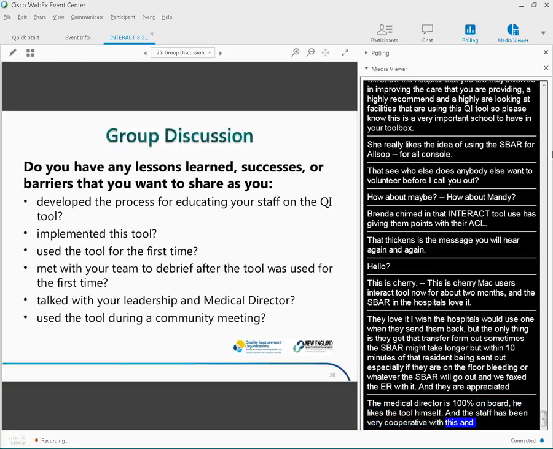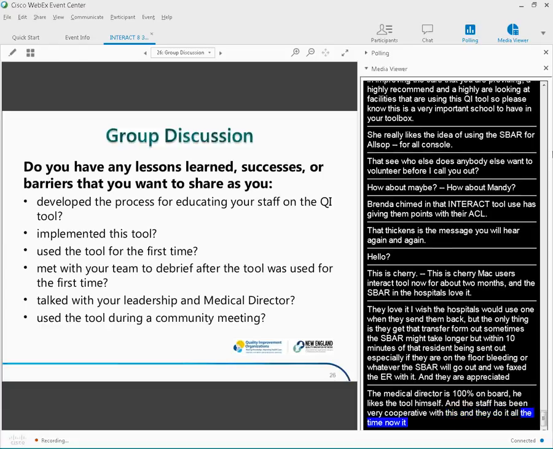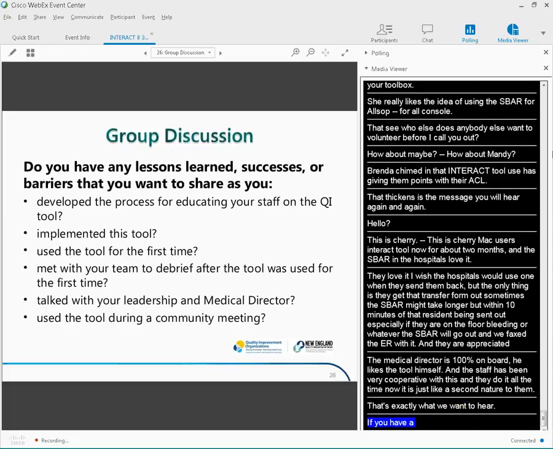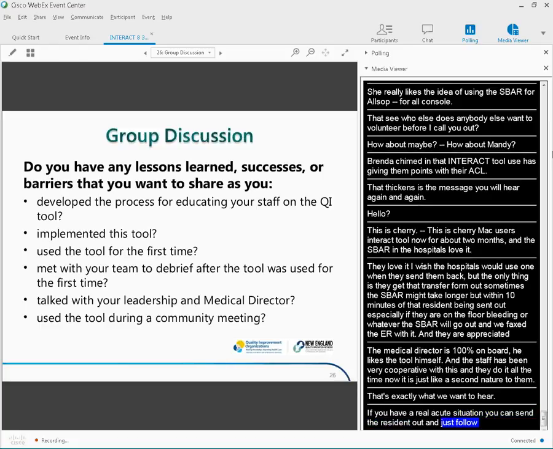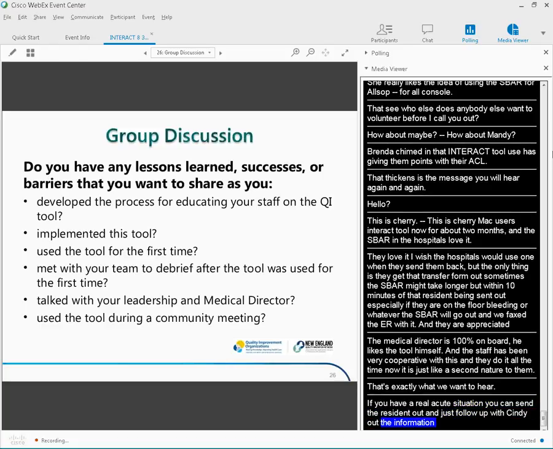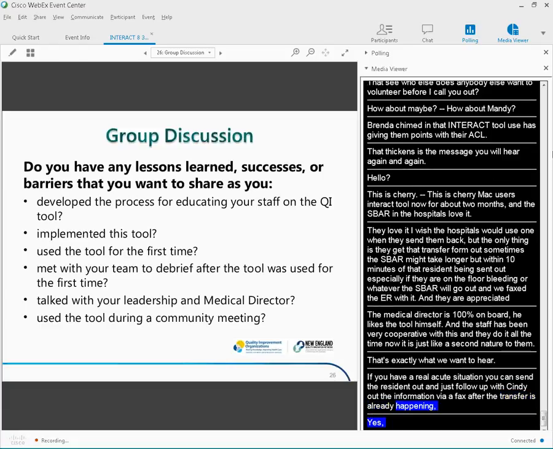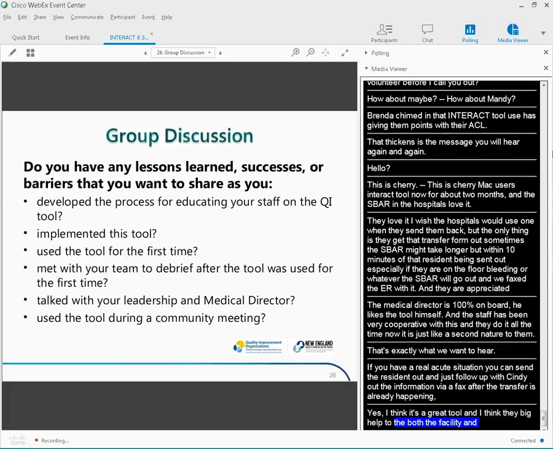Thank you for mentioning that about the fact that if you have a real acute situation, you can send the resident out and just follow up with sending the information via fax after the transfer is already happening. I think it's a great tool, and a big help to both the facility and the hospital for continuity of care. Absolutely. Thank you.